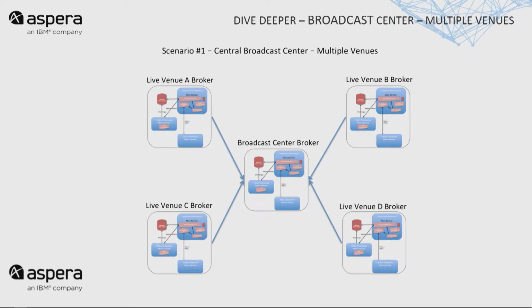So here's an example of that. We've got 4 venues. Think of this as maybe quarterfinals for World Cup soccer, and it's all coming back to a broadcast center in the middle. So all those venues have multiple producers, stream producers, and maybe a couple of stream consumers for return feeds, and they're all coming into the broadcast center. Could be 60, 80 feeds coming in. The broadcast center can see all those venues, can control those venues, and the venues can control themselves.